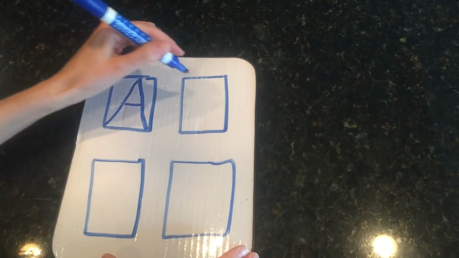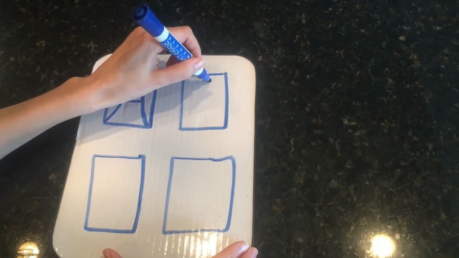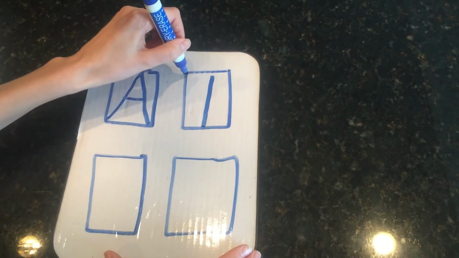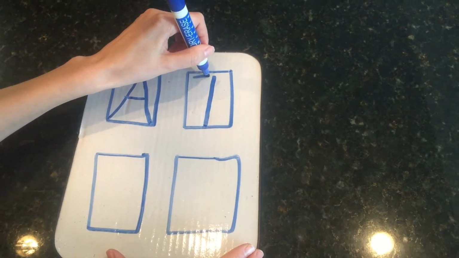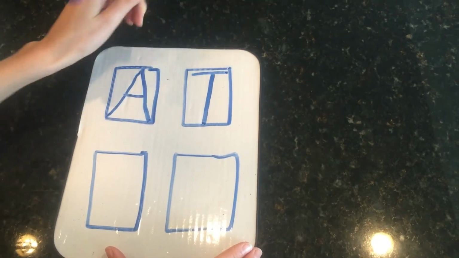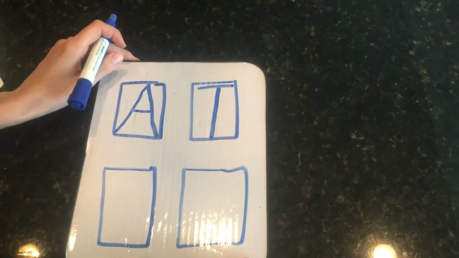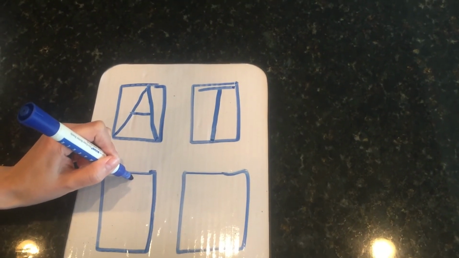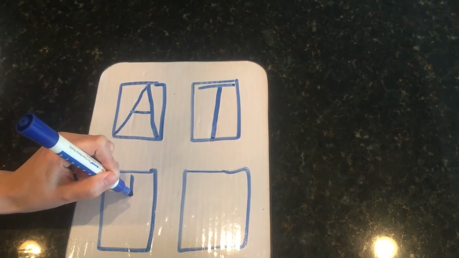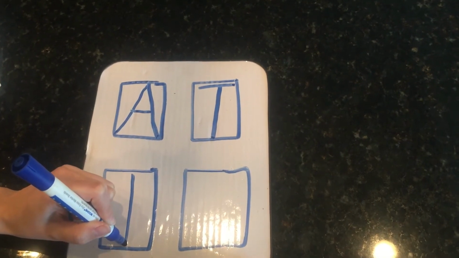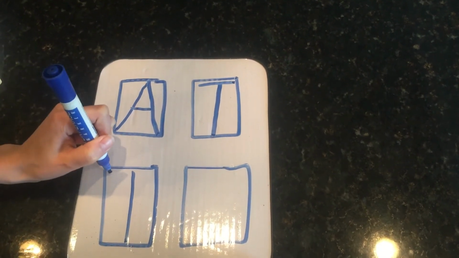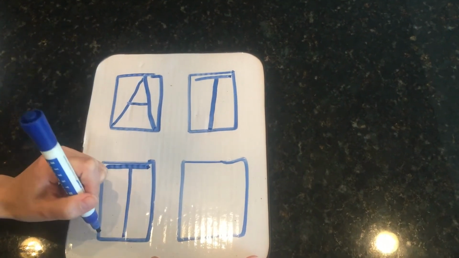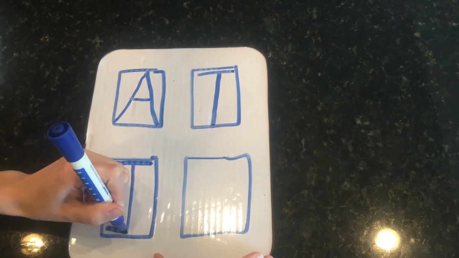Now we're going to do our uppercase T. So we're going to start at the top, go all the way down, then we're going to come over here and we're going to do our lying down line. That's capital T. Now we're going to do our capital I. Start at the top, go all the way down, make sure it touches the bottom. Then we're going to do our lying down line on the top and our lying down line on the bottom.